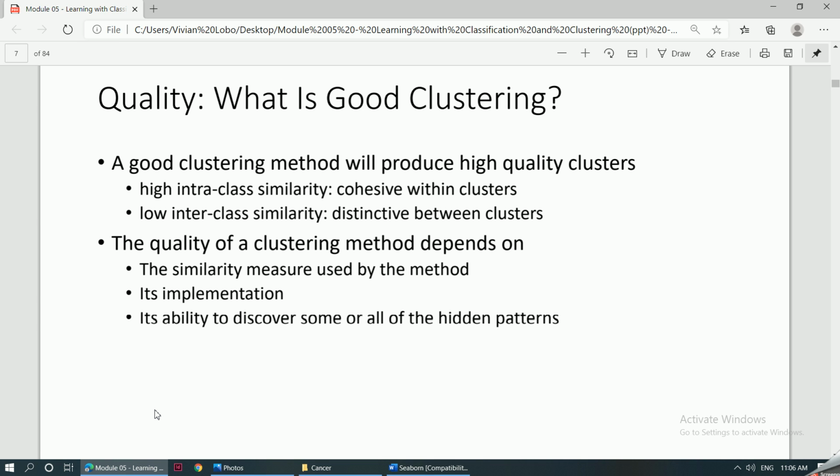The quality of a clustering method depends upon these three important parameters: the measure of similarity, how you are implementing the clustering, and the ability to discover some of the hidden patterns or all the hidden patterns. Out of these three, similarity measure is the most important quality to identify whether a cluster is a good or a bad cluster.